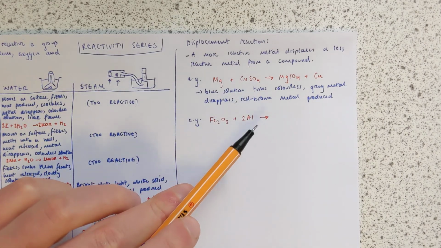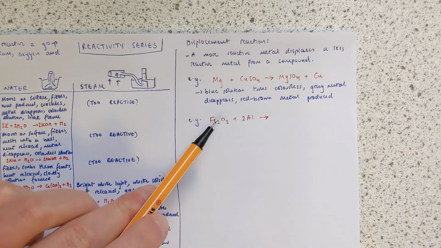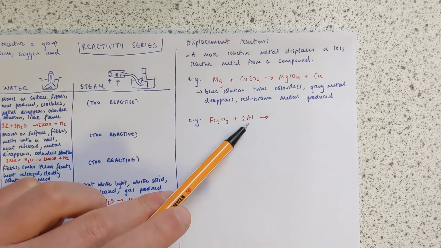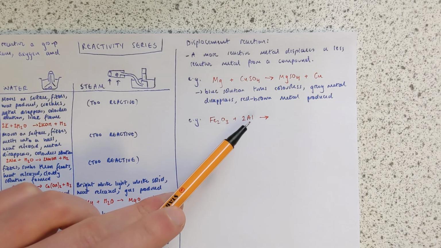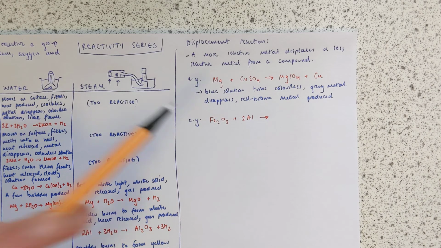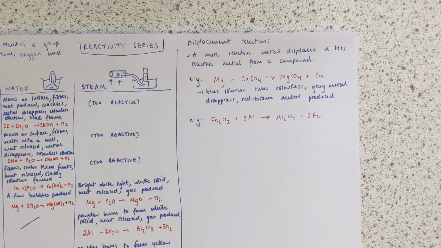In this reaction, we've got solid aluminium metal reacting with solid iron oxide. If we compare the two metals, aluminium is further up the reactivity series than iron. Therefore, the aluminium can displace the iron, push it out from its compound. That will leave you with aluminium oxide. So aluminium has stolen the oxygen from the iron, and iron is left by itself.